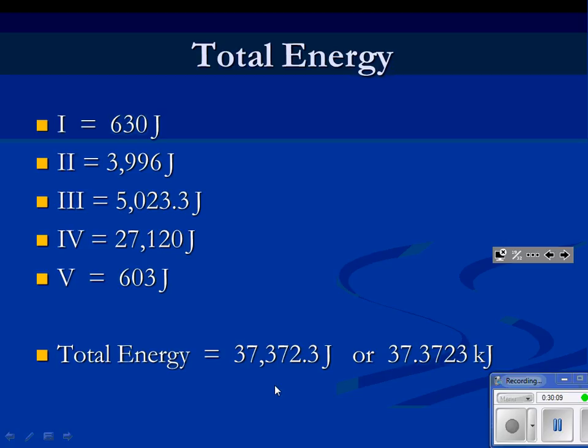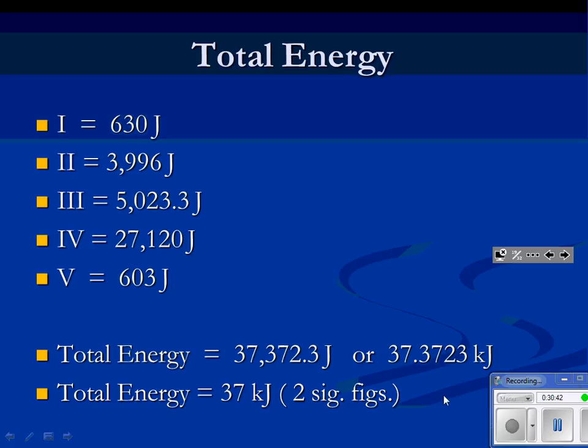So what I'm going to do is take my decimal point, and to go from joules to kilojoules, I'm going to jump 1, 2, 3 spots to the left, so that gives me 37.3723 kilojoules. I go back to my original problem, and I see that I have 2 significant figures because my temperature was 25. That was the lowest amount of sig figs. So I'm going to put this to 2 sig figs. So the amount of energy that I'm going to write down when WebAssign asks me is going to be 37 kilojoules for my total energy.